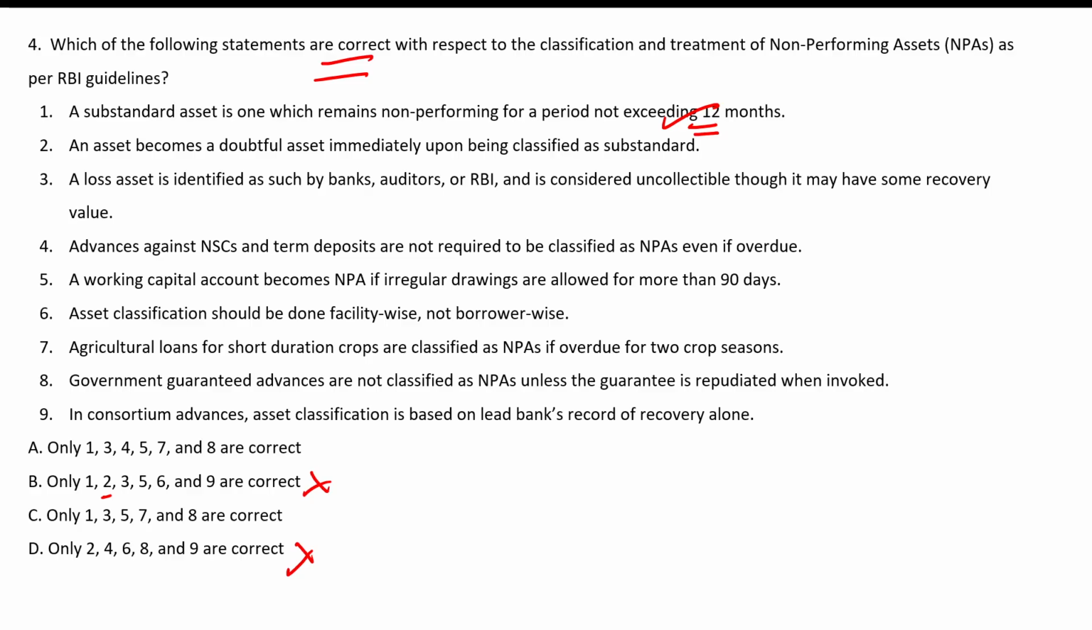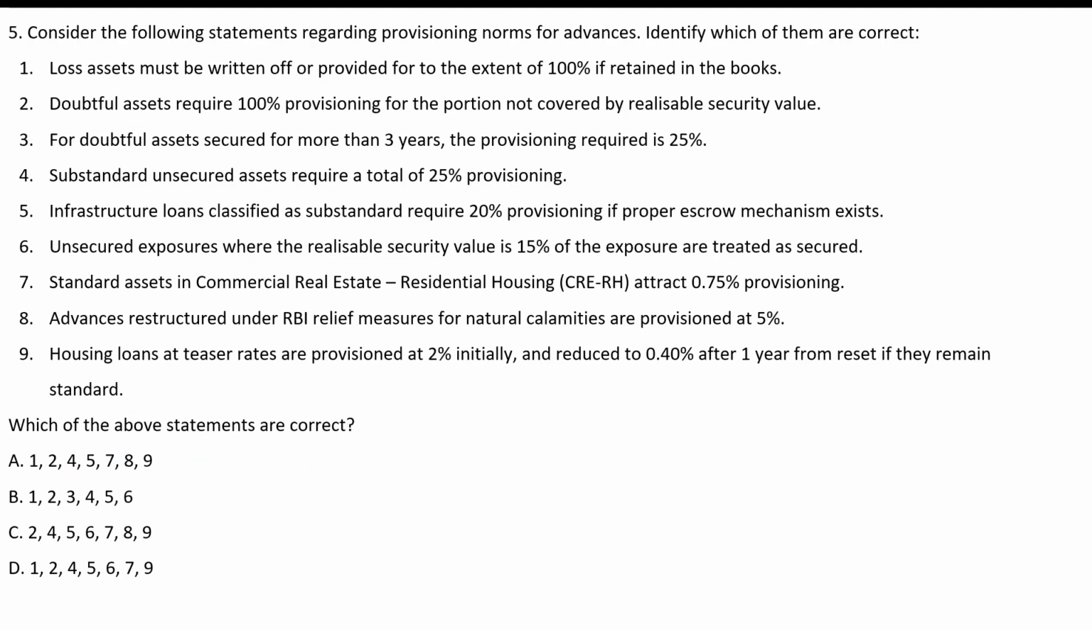invalid. So, 1 is there, 3 is there, 5 is there, 7 is there, 8 is there. Only statement number 4 is different. So, let's read statement number 4. Advances against NSC and term deposits are not required to be classified as NPA even if overdue. So, they are exempted, but this does not apply to all overdue advances, right? And hence, this is not correct. That's why it makes option C the correct answer for this question.